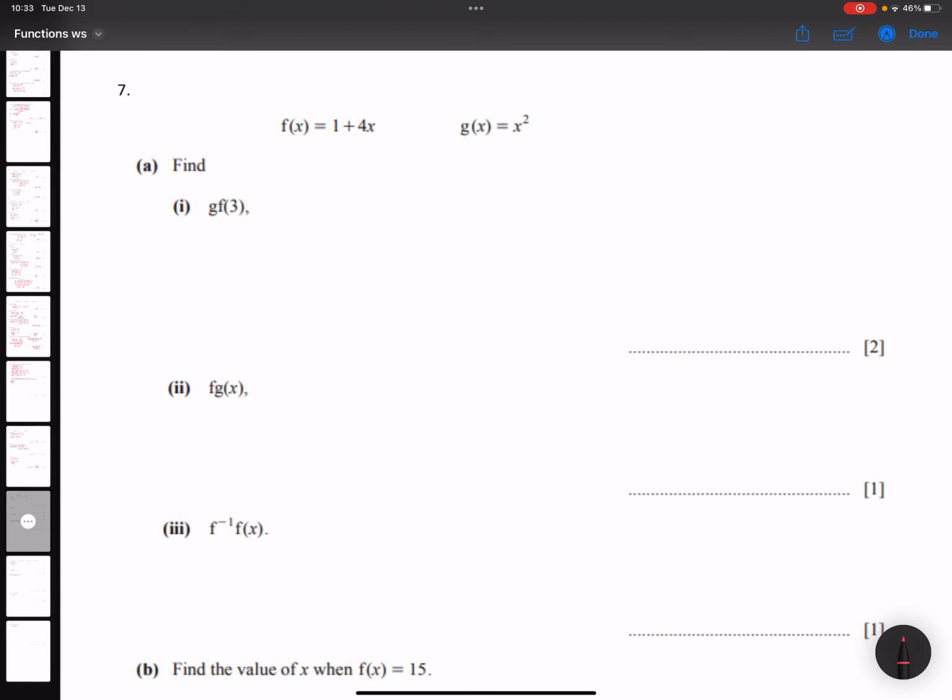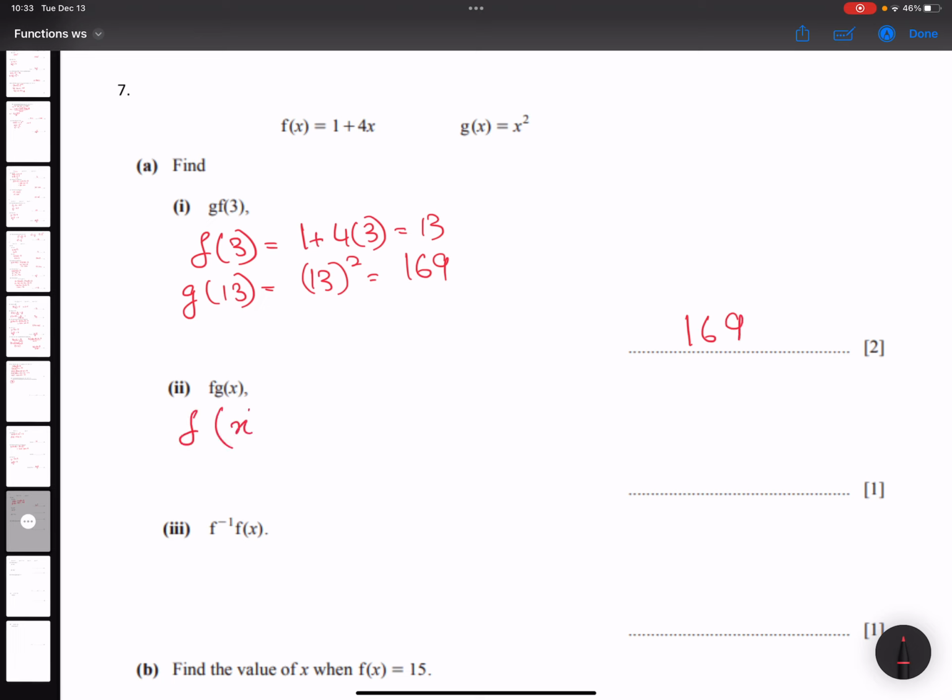Question number 7. g f of 3. So you start with f of 3 again, which is 1 plus 4 times 3, which is 13, then g of 13, which is going to be 13 squared, which is 169. f g of x, so g of x is x squared. So 1 plus 4, replace the x with x squared, and that's it.